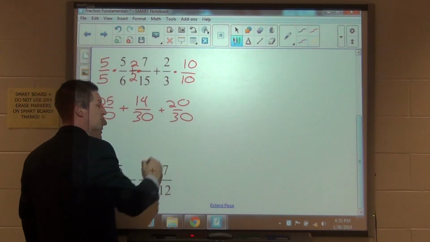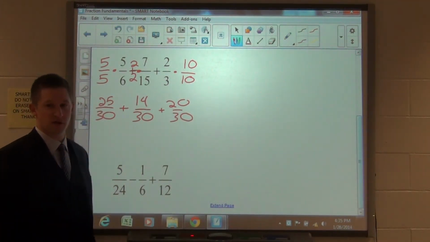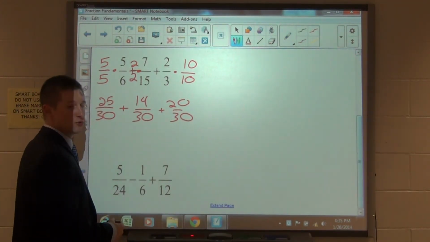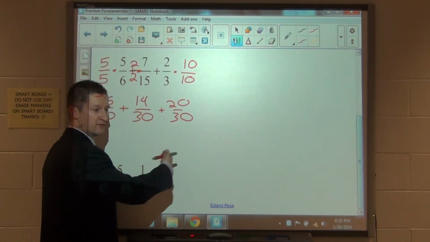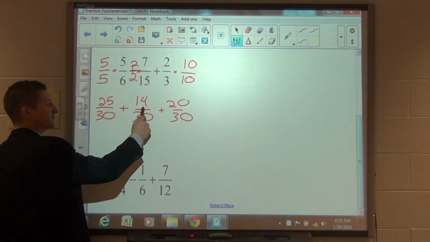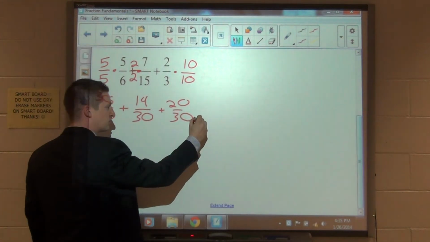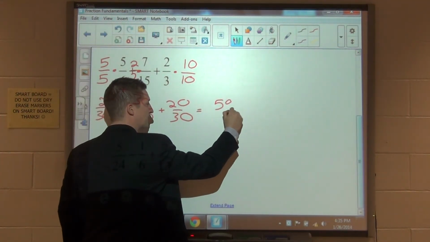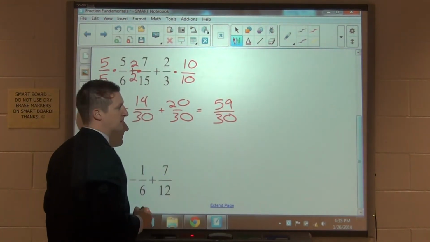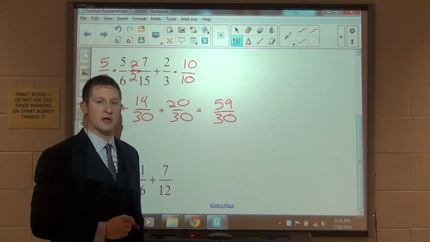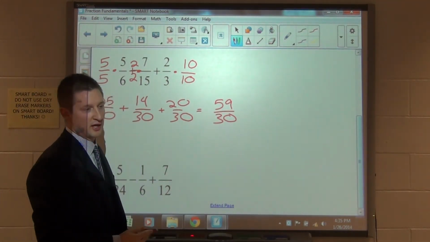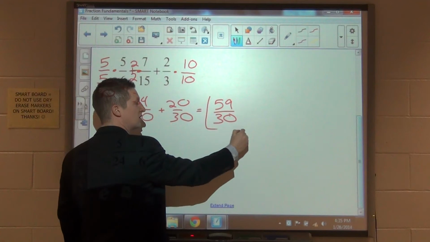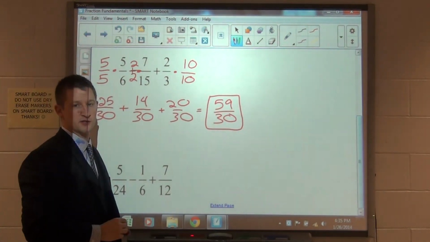20/30ths. Now that I have a common denominator of 30, I can add all 3 numerators together in order from left to right. 25 plus 14 is 39, plus 20 is 59, all over a common denominator of 30. 59 and 30 do not share any common factors, so we can't reduce that any further, so this would be the correct answer for that expression.